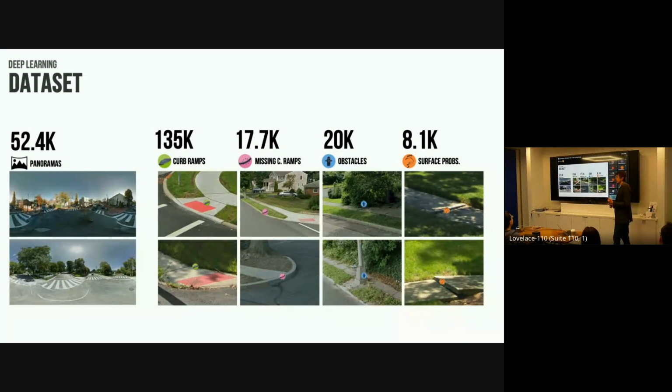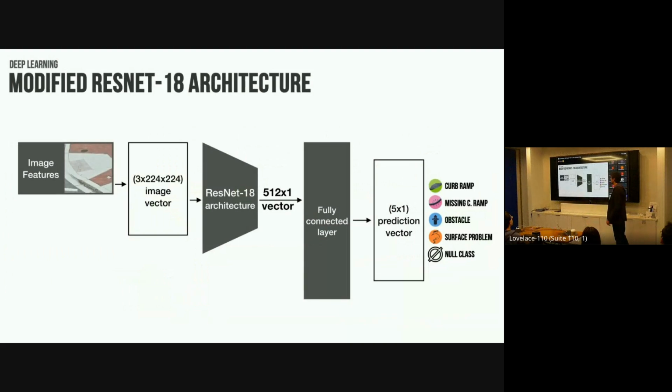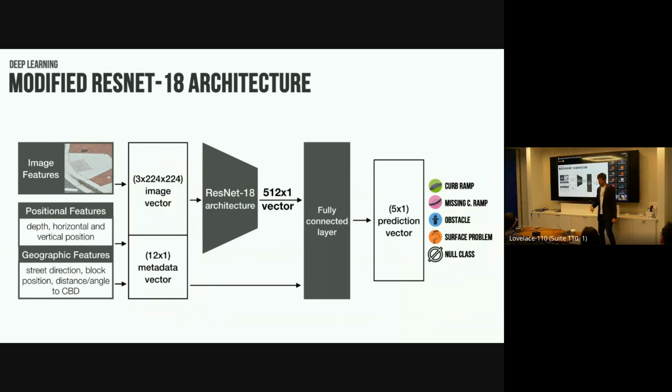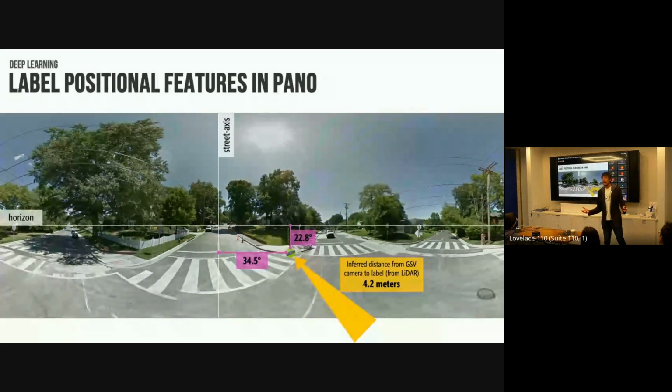So one is we benefited from much, much more training data, which we didn't have previously. And the other is using this ResNet 18. And the cool thing is we didn't just use image features here. We also updated the input vector to have positional features and geographic features. So like, why not leverage other things that we know? So for example, in the pano, where is the crop? Where is the potential problem or accessibility feature?